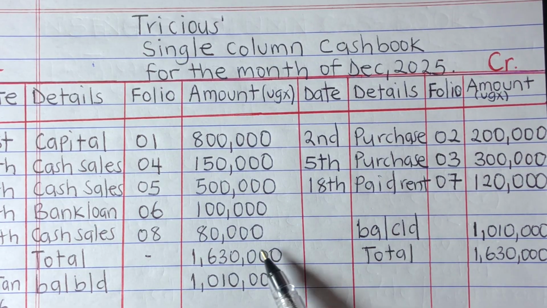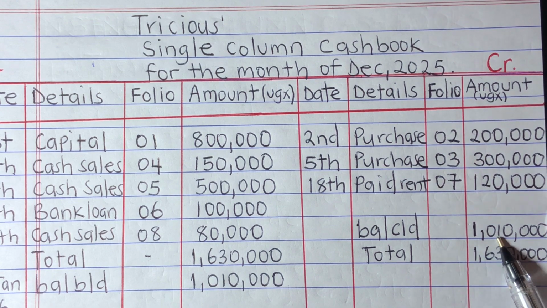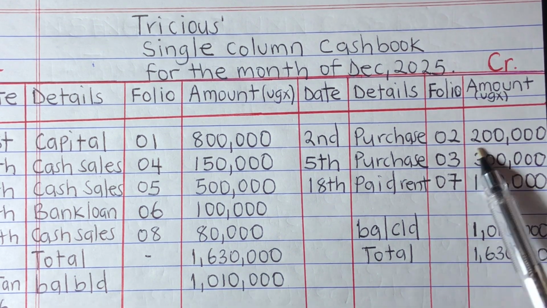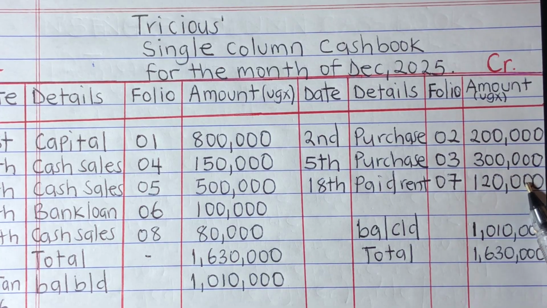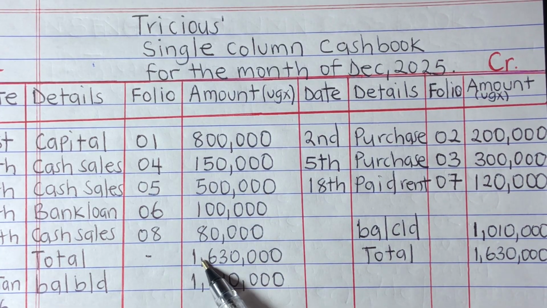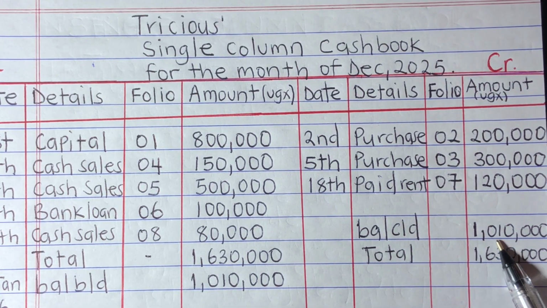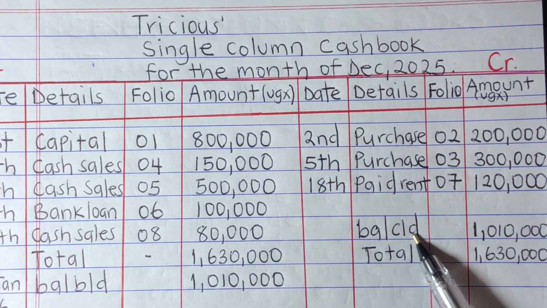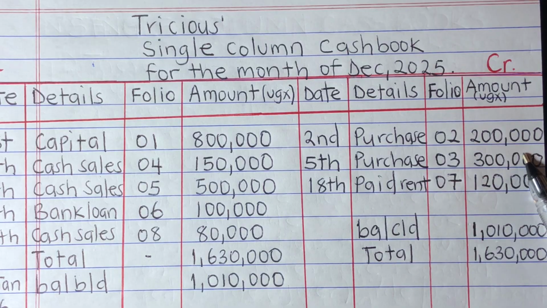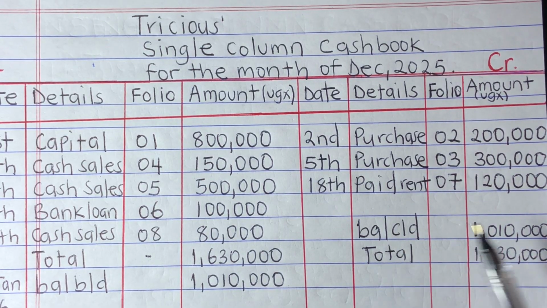The total of this and this and this is 620,000. So you subtract the 620,000 from 1,630,000. You get the balance as 1,010,000. So 1,010,000 becomes the balance carried down and is always recorded on the side that had the smaller total. So we record it here as balance carried down.